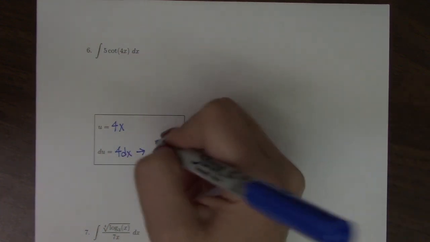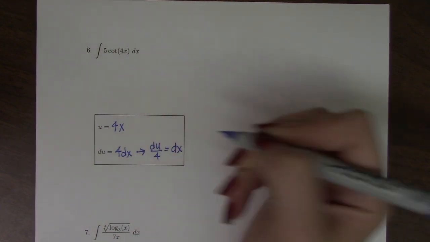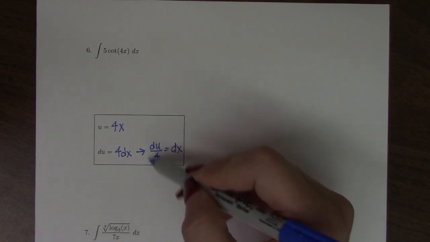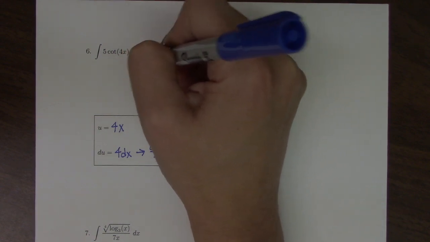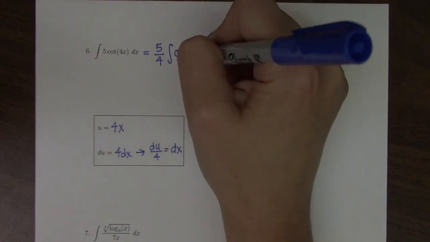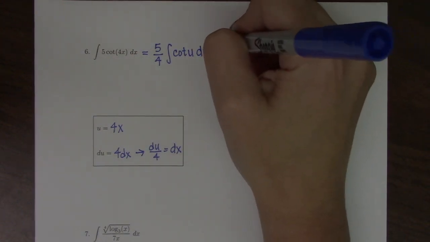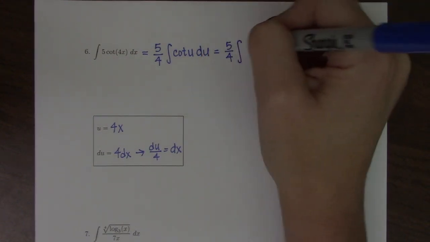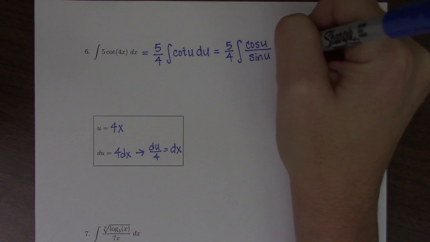I don't actually have the extra 4, but I've got my dx, so I can solve this for what I have, which is dx. And now when I see dx in the integral, I'm going to replace it with this. So this integral, I'm going to pull that 5 out front, becomes 5/4 times cotangent of u du. Well, now the problem is cotangent of u is not a known derivative of any other trig function. However, I can rewrite cotangent as cosine of u over sine of u.